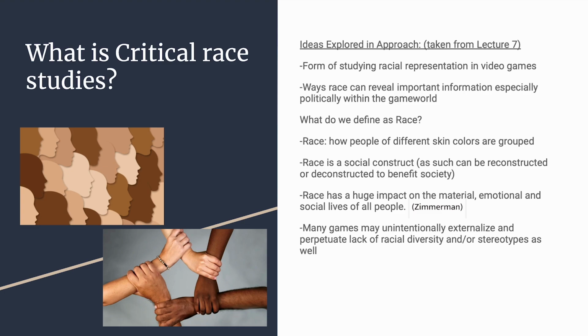There are people of different colors from different places, but these categories have changed very much over time, and the ideas of who was white and who was Black changed across time. So we can't exactly say this person's white, this person's Black, based on straightforward, cut-and-dry things. It's a social construct based off of what society has classified into different racial groups. Race also has a very large impact on the material, emotional, and social lives of all people.